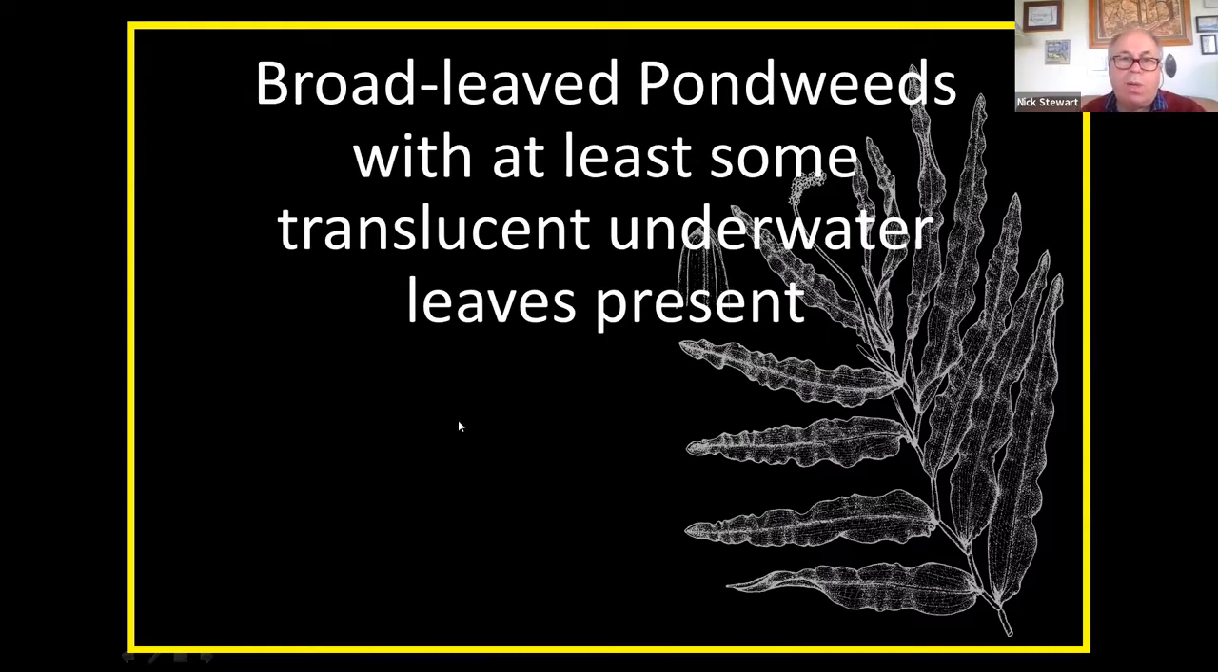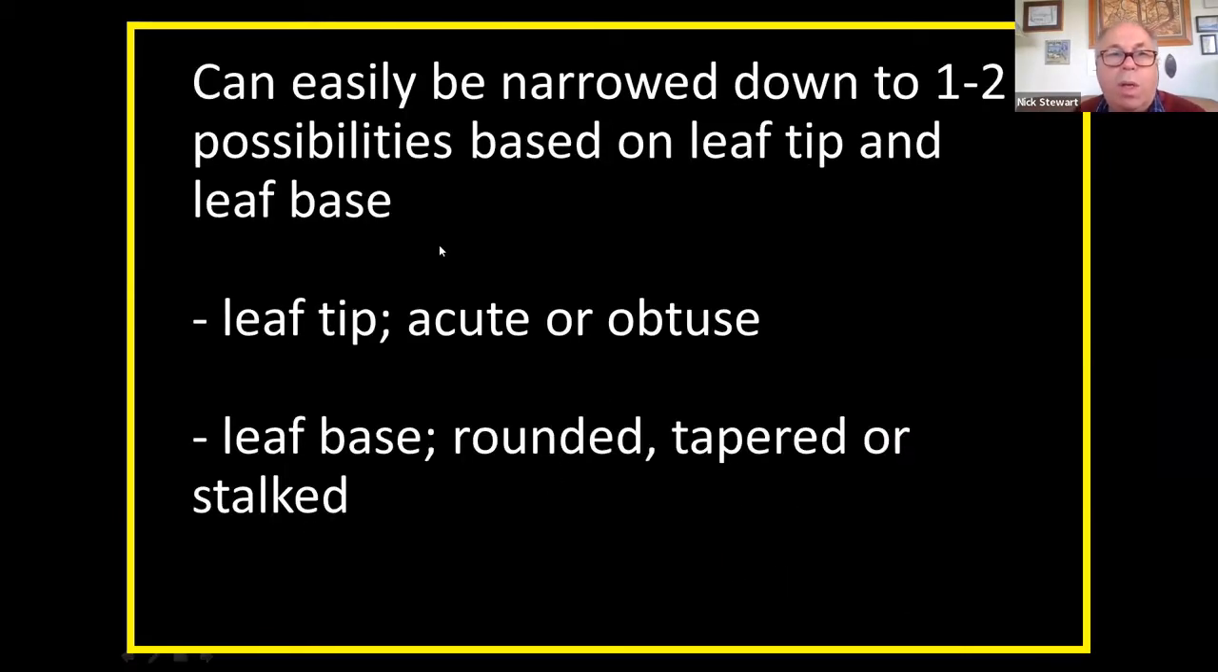So if we move on to the broad-leaved pondweeds, which produce at least some translucent underwater leaves, you can get a long way with these just on two characters. You look at the leaf tip as to whether they're acute or obtuse, and you look at the leaf base as to whether they're rounded, whether they're tapered, or whether they have a stalk. And if you look at those two characters, you very quickly narrow down to one or two possibilities in each case. So they're not difficult to do.